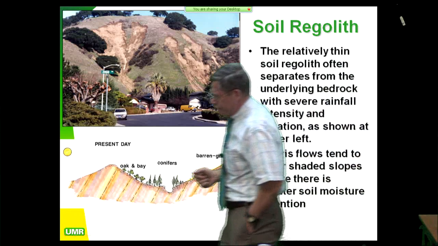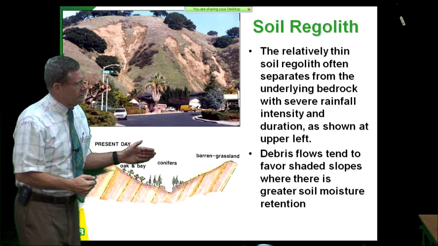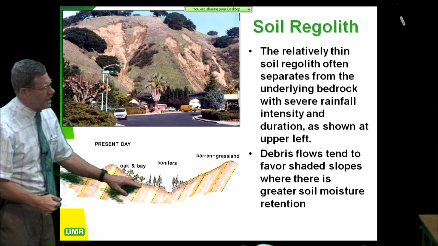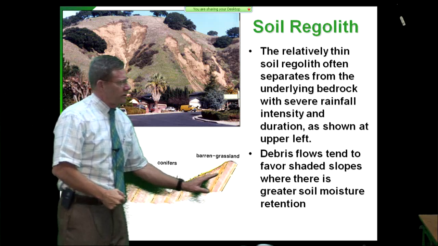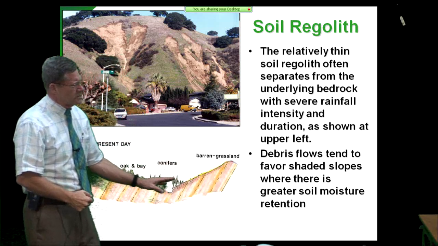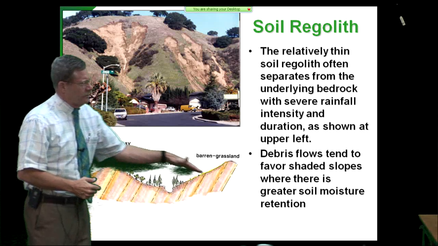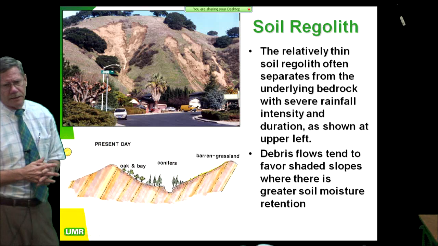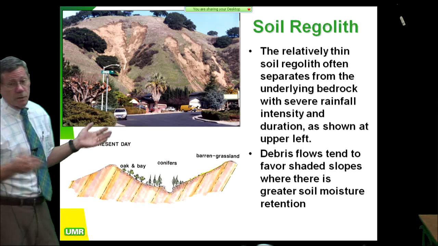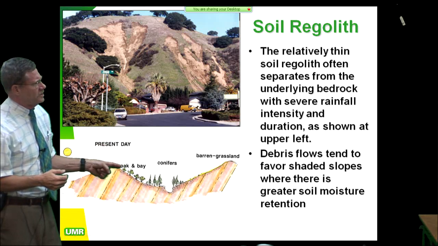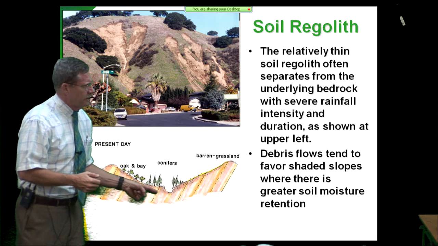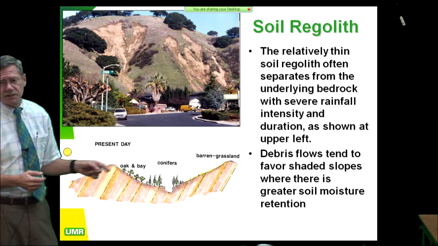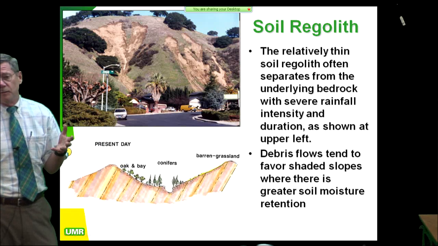So if we look at most of North America, we'll find that we have shaded slopes on the north side, and we tend to get more barren grasslands on the south-facing slopes, where we have more afternoon sunshine and maybe a little more wind, if the prevailing wind's coming from the south or the west, which is what we have around here. And so you tend to get more debris flows coming out of this zone over here because there's more moisture retention. So that heightens the antecedent moisture level.